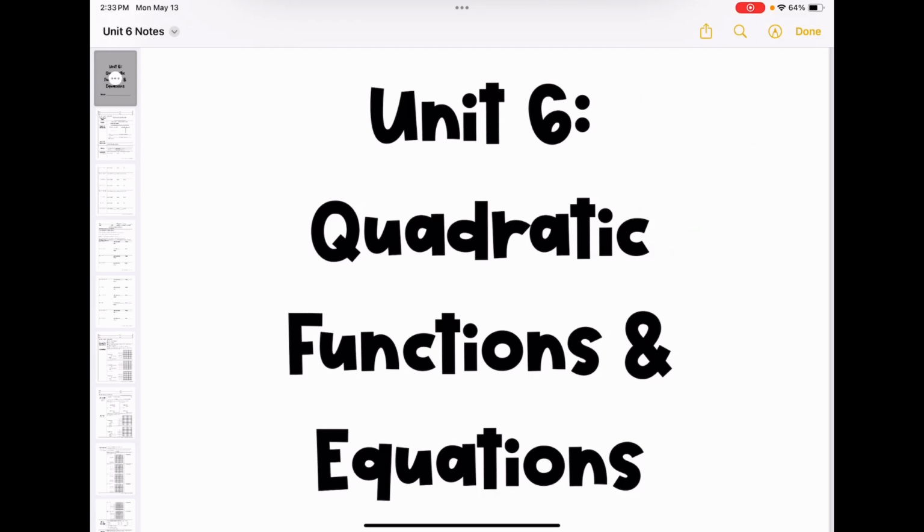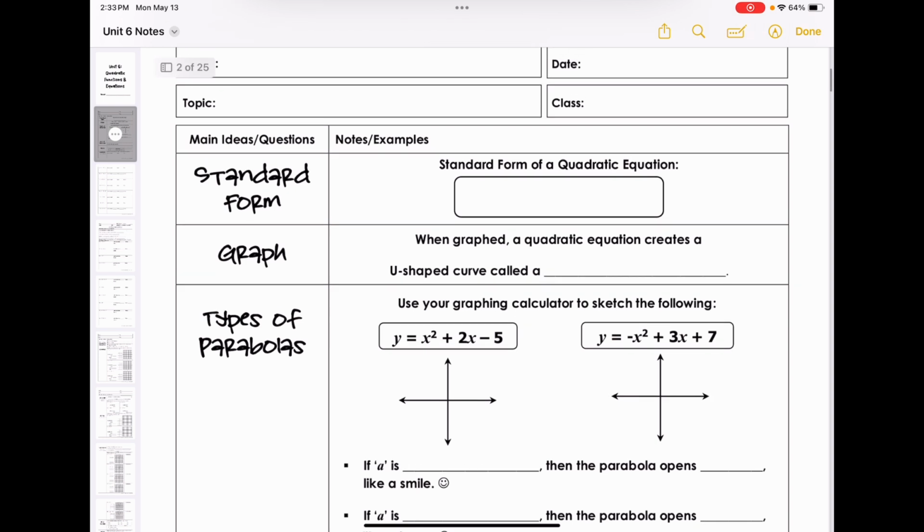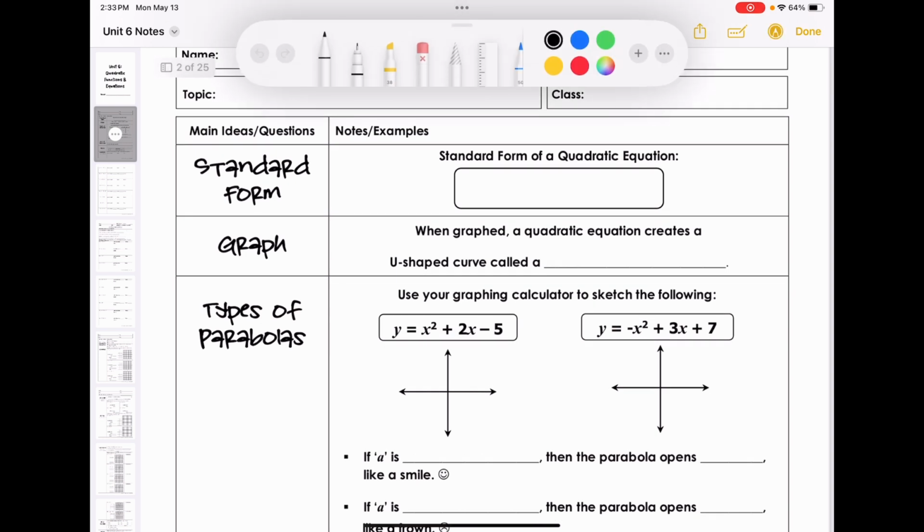All right, today we're going to be starting Unit 6 called Quadratic Functions and Equations, and we're going to be looking at page 1 and 2 today. So, at the start of page 1, it's talking about standard form. So the standard form of a quadratic equation is y equals ax squared plus bx plus c, where a and b and c are replaced with numbers.